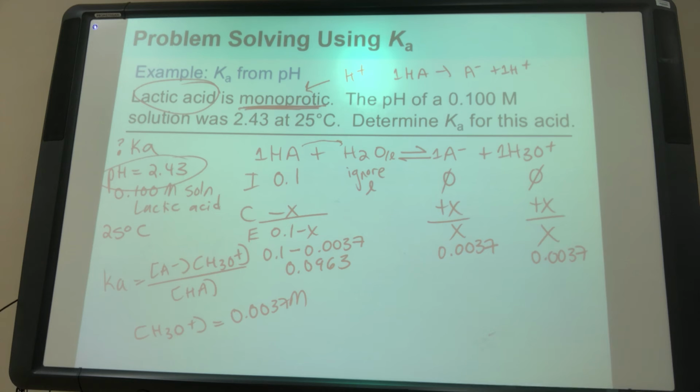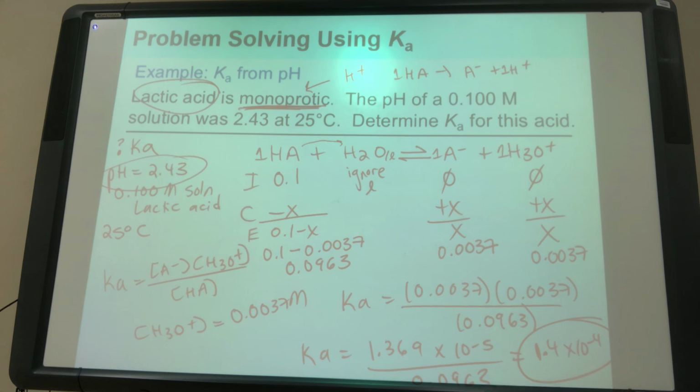So now that I have all my numbers, I can find my Ka. Top number, next number, over. Your top comes out to be 1.369 times 10 to the negative 5, over 0.0963. And then that comes out to be 1.4 times 10 to the negative 4. All right, so that's finding the Ka.